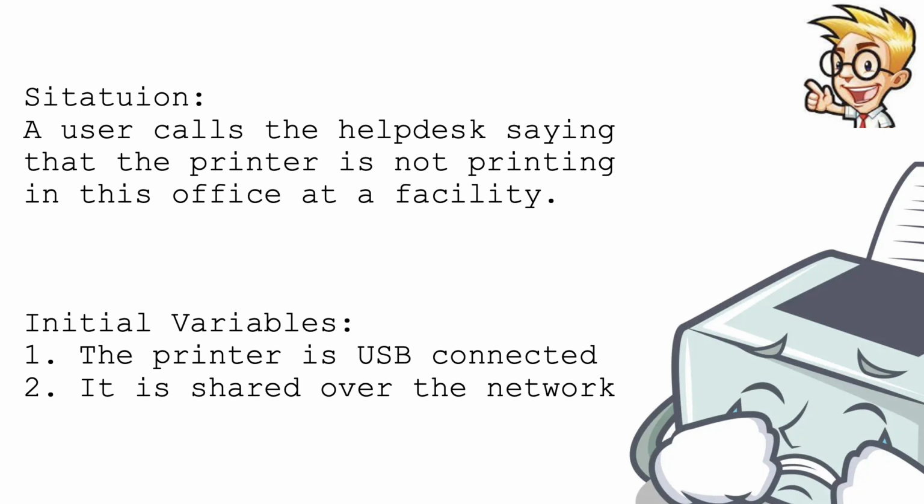Okay, here's the situation. A user calls the help desk saying that the printer is not printing in this office at a facility. Keep in mind it's kind of a big facility, bigger network, maybe a few hundred devices. So there are different variables to keep in mind. Okay, our initial variables of what we already know: the printer is USB connected and it is shared over the network.